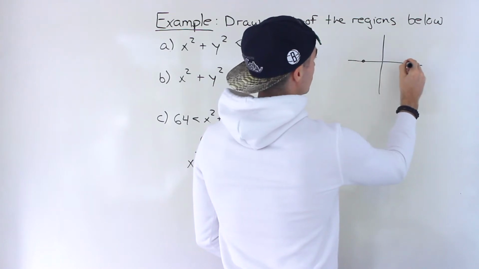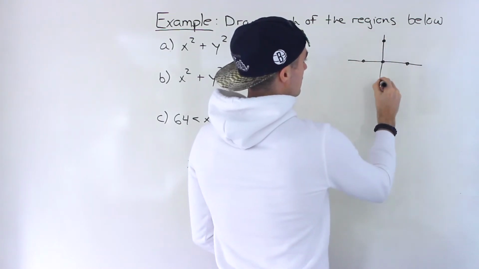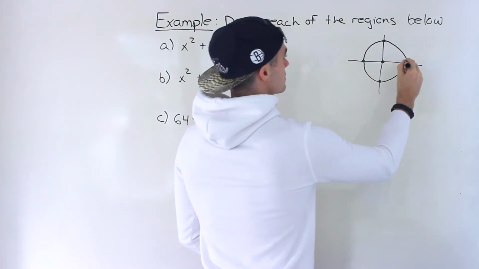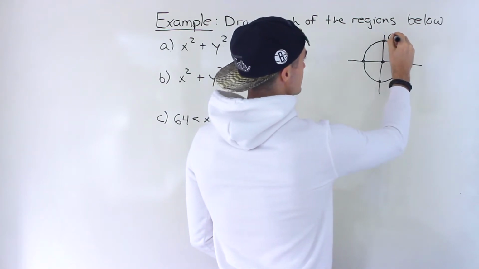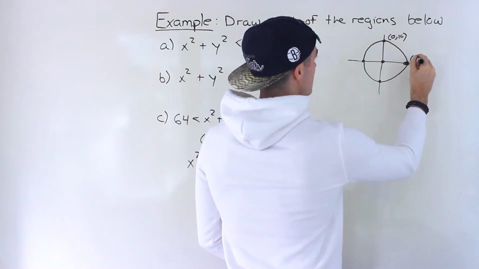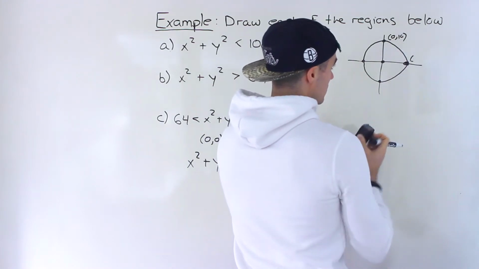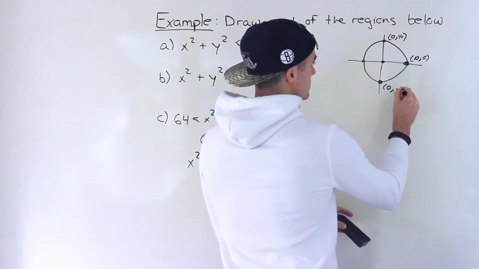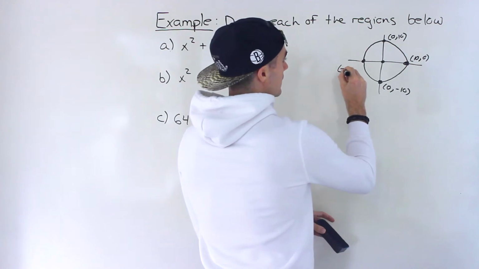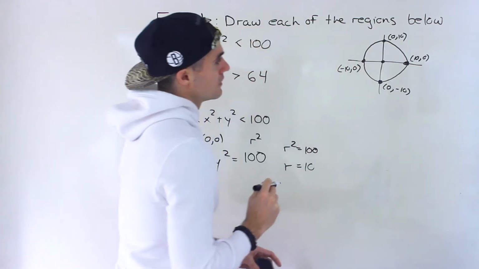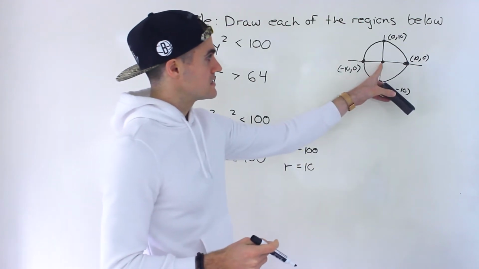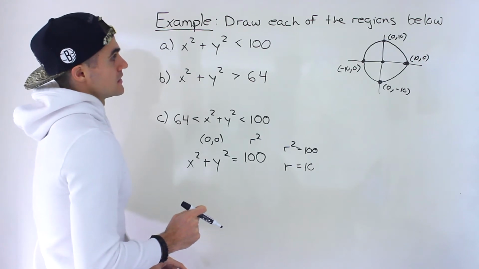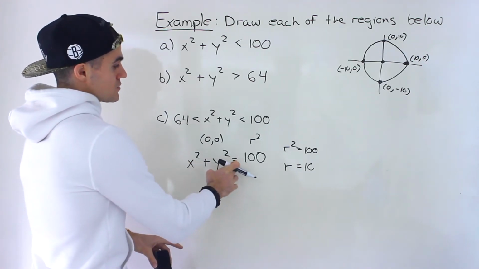If we take this circle and draw it, we're going to have the center at 0 and 0. Let me label these points. It's not the best looking circle, but this is at 0 and 10. This is at 10 and 0, one of the x-intercepts. Then the other y-intercept is at 0 and negative 10. And this here is at negative 10 and 0. A circle with the center at 0, 0, and a radius of 10. So that's the circle x squared plus y squared is equal to 100.